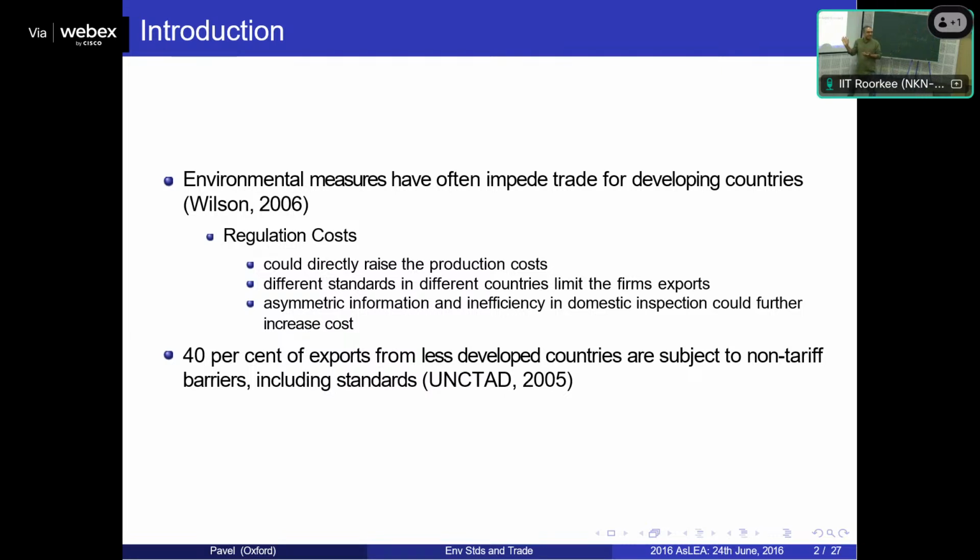Random stuff would come in, and this significantly hurt your exports because there's a cost to it. The problem with regulation cost is that it directly raises the production cost. There are two kinds of cost, variable and fixed. Tariffs only increase your variable cost, but NTBs could increase both the fixed cost and the variable cost. So there is a big problem with NTBs if a significant NTB comes in.